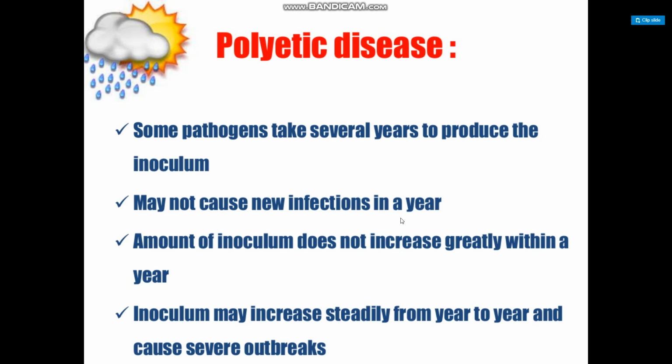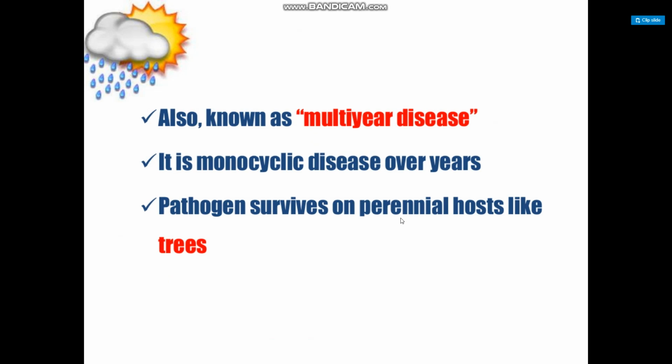Some pathogens take several years to produce inoculum, so they may not cause new infections in a year. The amount of inoculum does not increase greatly within a year. Inoculum may increase steadily from year to year and cause severe outbreaks. It is also known as a multi-year disease. It is a monocyclic disease over years. Pathogens survive on perennial hosts like trees.